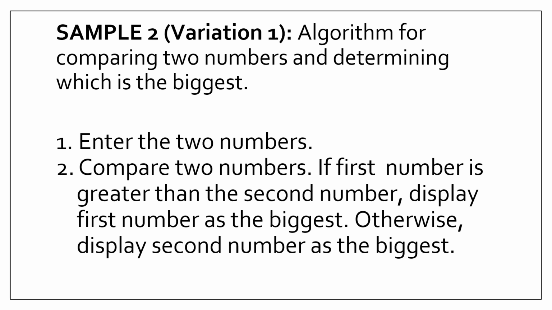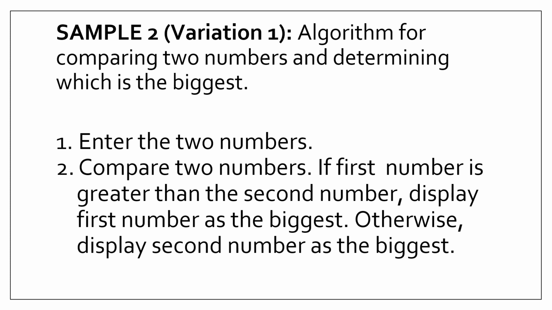Another sample here is the algorithm for comparing two numbers and determining which is the biggest. We could say enter the two numbers, and then compare the two numbers. If the first number is greater than the second number, then display the first number as the biggest. Otherwise, we display the second number as the biggest. That's in the case that the first number is not greater than the second number.